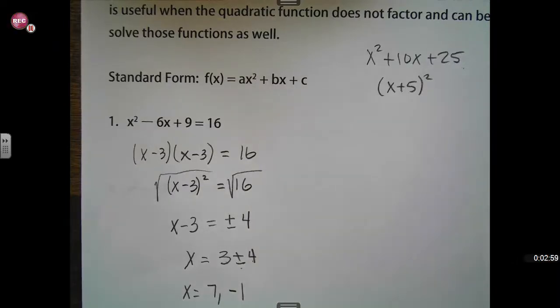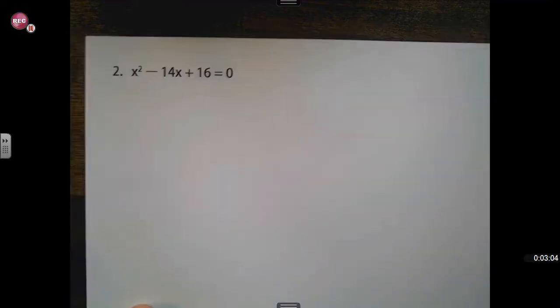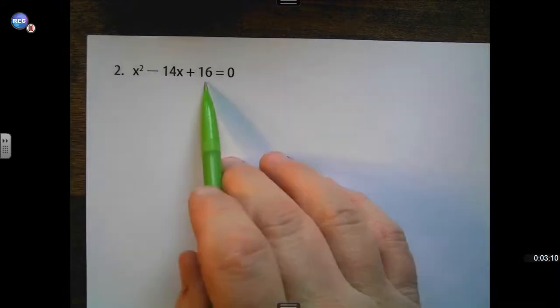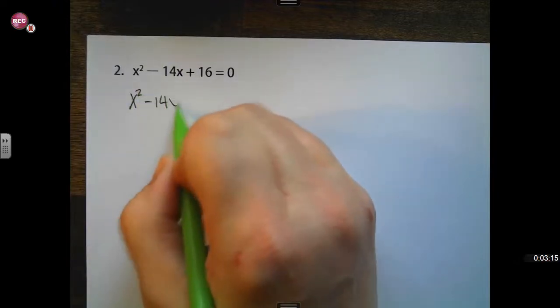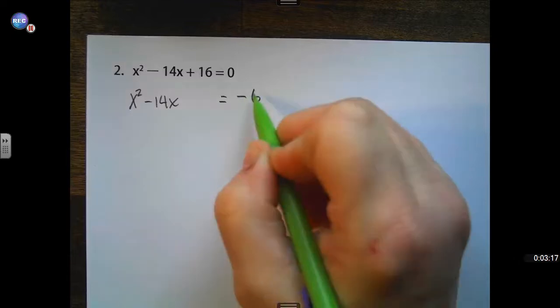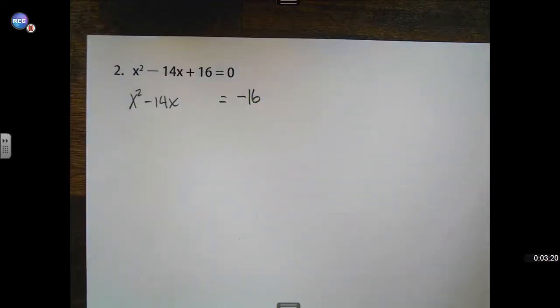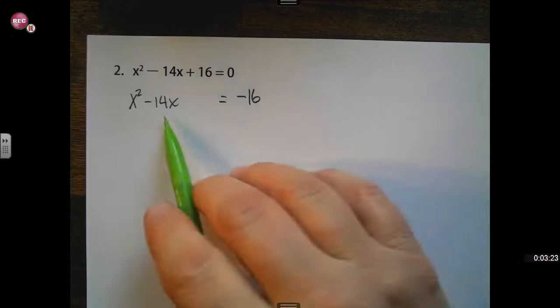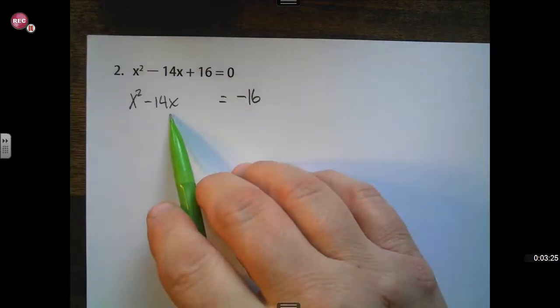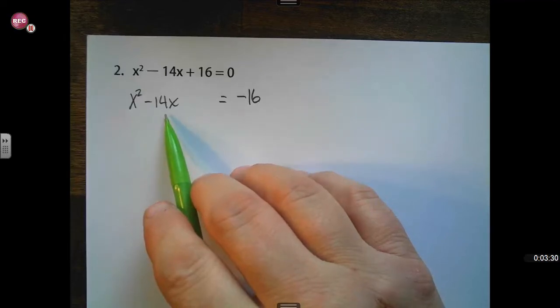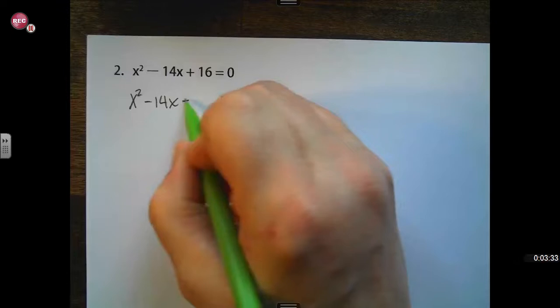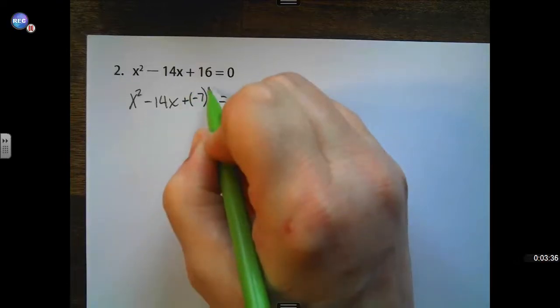And that's it. What makes it difficult is they're not always going to set it up for us that way. So the first thing we do is move this constant to the other side. I'll have x squared minus 14x, and I'm going to leave some space, equals negative 16. Now, this is our linear term because it's to the first degree. I'm going to take half of the linear term. So half of negative 14 is negative 7, and I'm going to square it.